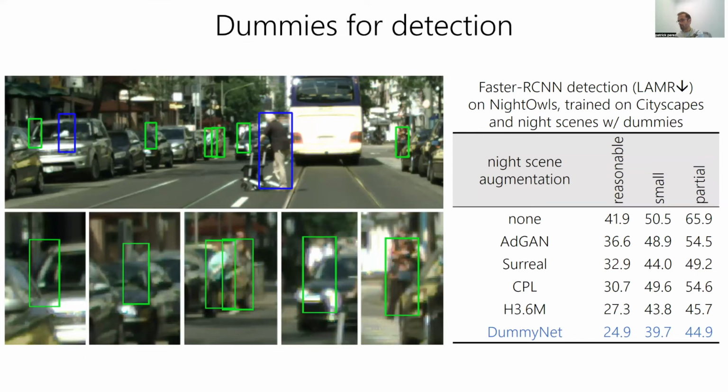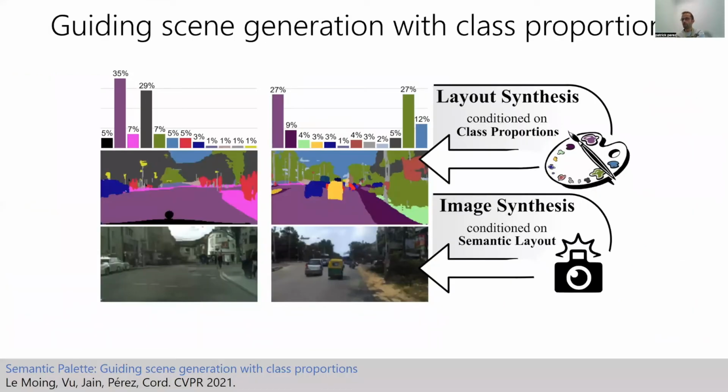And the last example I wanted to show, and I will finish with that, is this work we had at CVPR, which we call Semantic Palette, and the idea was to control the generation of driving scenes by the proportion of classes.